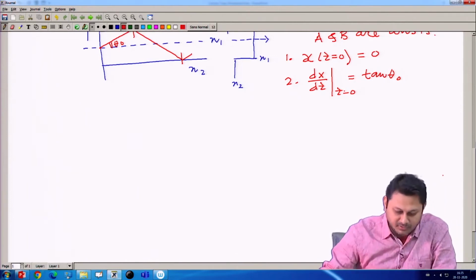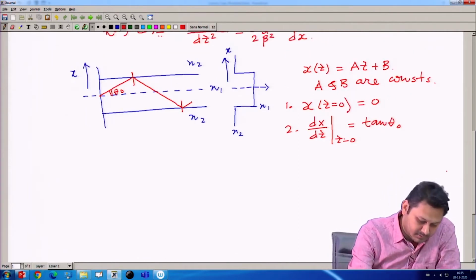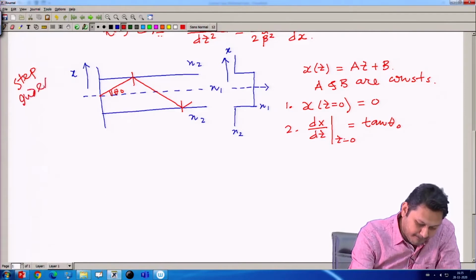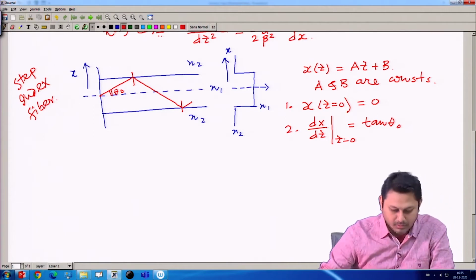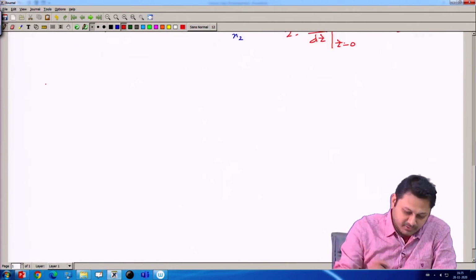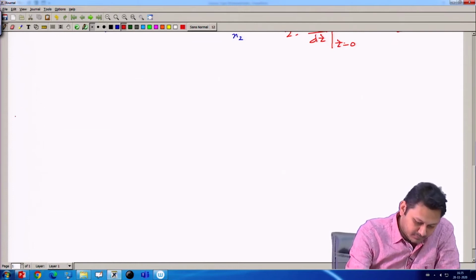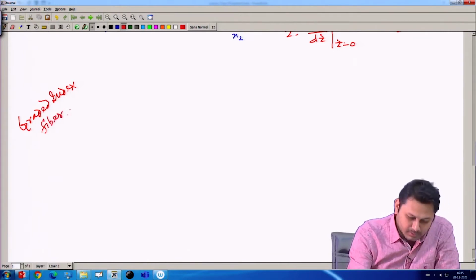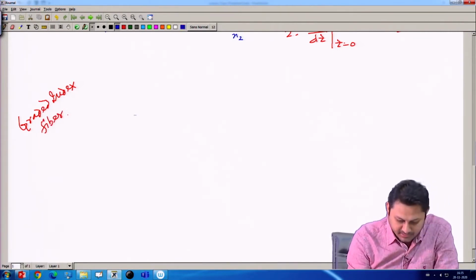So this is for simply step index fiber. What happens for a graded index fiber? For a graded index fiber, we have a geometry like this.